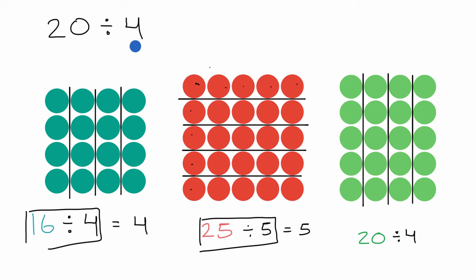And so that's exactly what we started talking about. This is 20 divided by 4. And you can see when you take 20 and divide it into 4 equal groups, then you get 1, 2, 3, 4, 5 circles per group. And we're done.